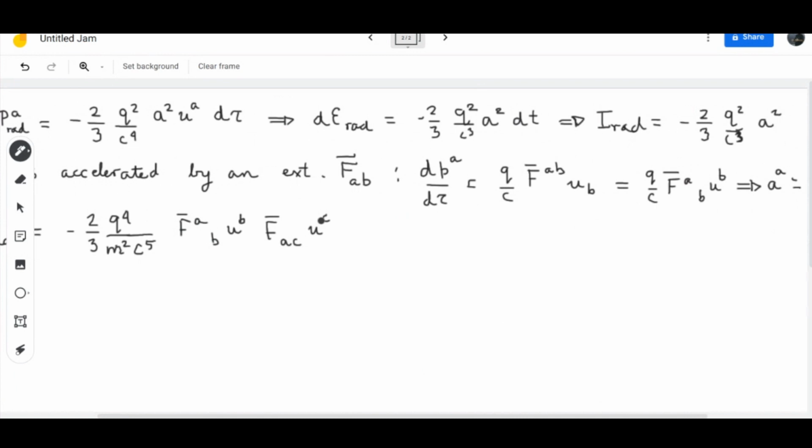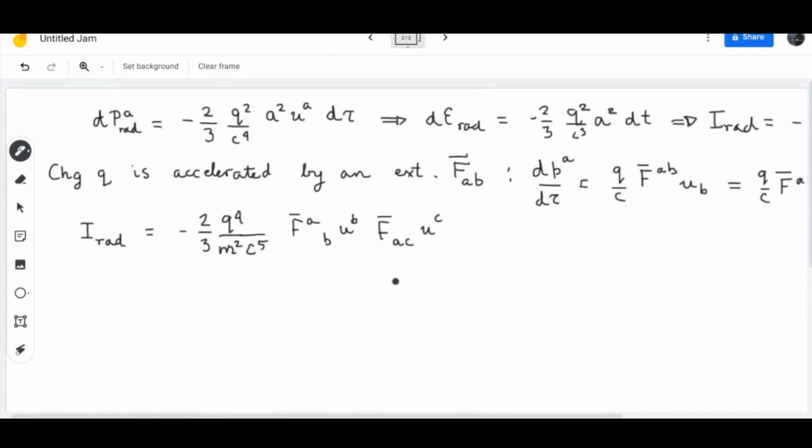Okay, so is this absolutely clear? This I_rad formula? Have I made a mistake? Anyone? So no objections are being raised.